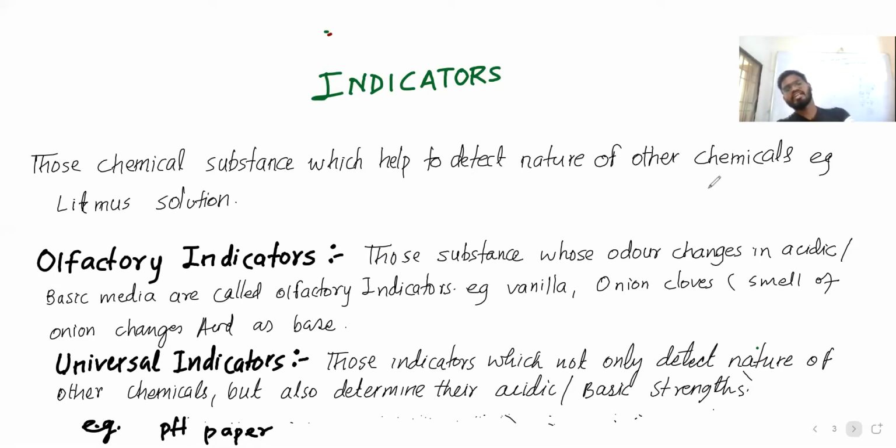See, we learned in acid, base and salt that yes it is acid, yes it is base, but we don't know how much the strength is. Like we learned there is weak acid and weak base, but we don't know how weak or how strong it is. So that we can identify by using universal indicator, that is, we can say, pH paper.